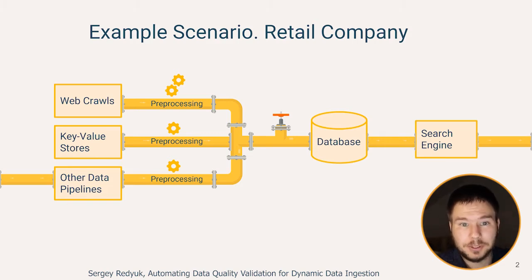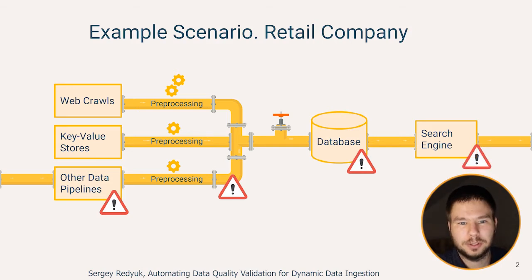If another team introduces errors in the data pipeline, issues like missing values or wrong encoding might lead to the products not being indexed correctly. And as a result, products might end up in the wrong category or not appear in the search feed at all.